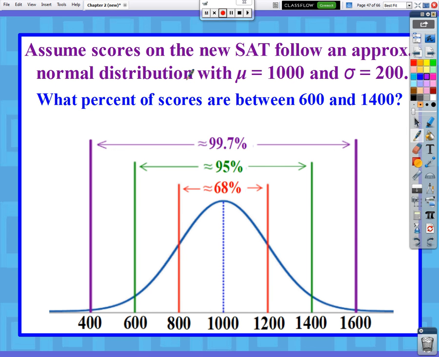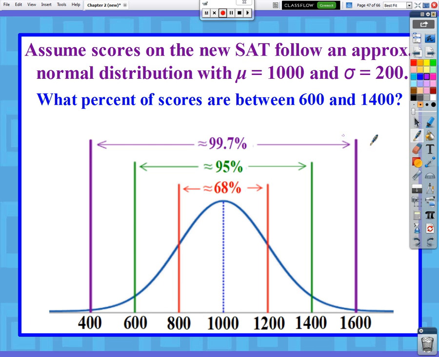It says, assume scores on the new SAT follow an approximately normal distribution with mean 1,000. So notice in the middle here, here's my mean of 1,000 and a standard deviation of 200. I went ahead and did 1, 2, and 3 standard deviations above the mean and 1, 2, 3 standard deviations below the mean. And I've already got my 68, 95, 99.7 nicely in place. Now, you don't have to set every problem up like this, but it makes the empirical rule pop out.